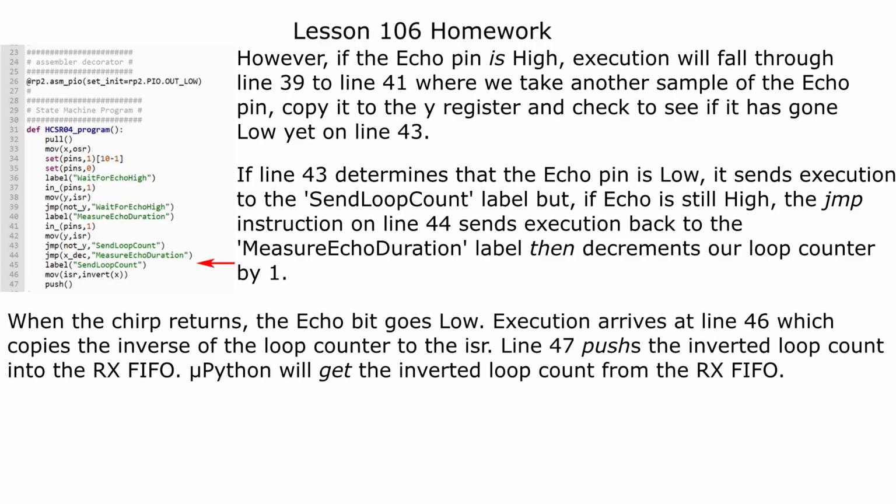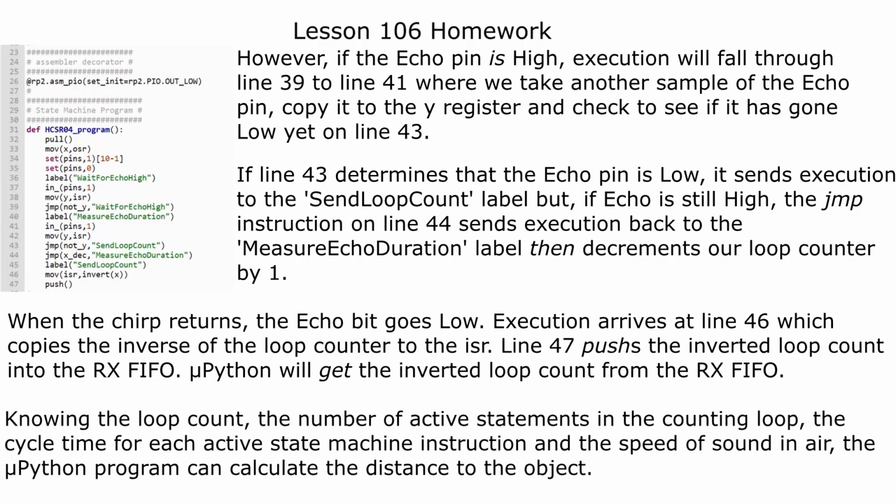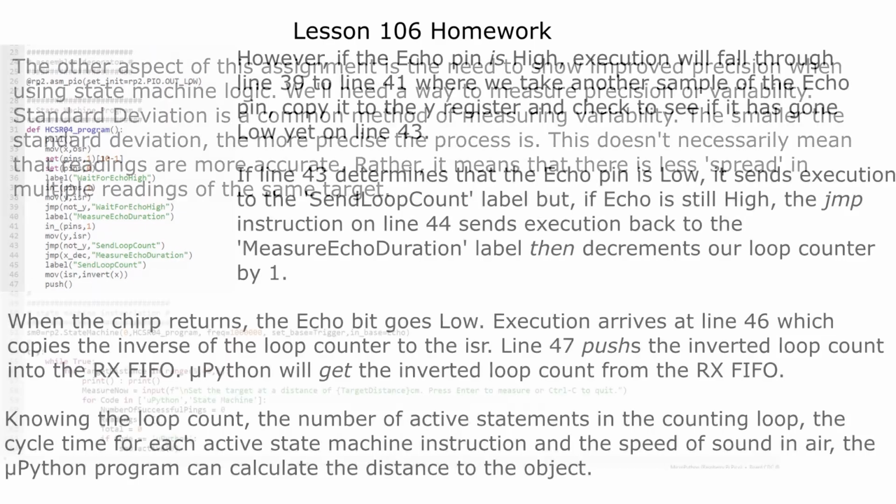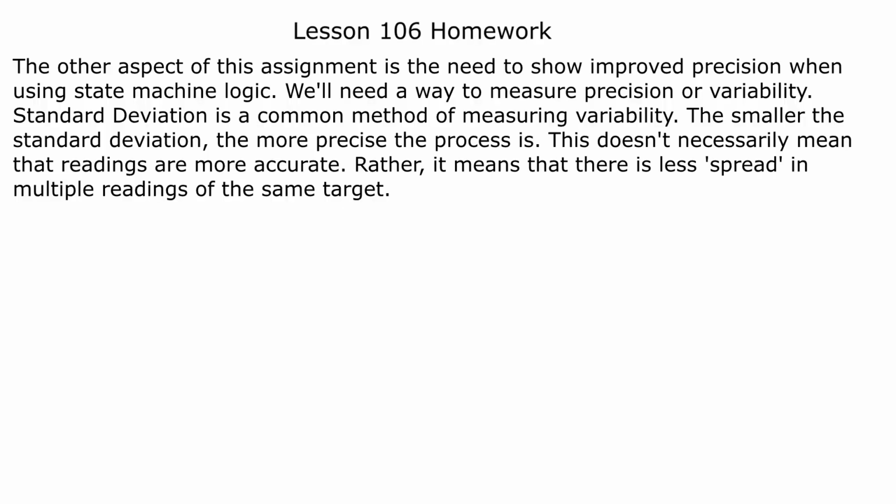When the chirp returns, the echo bit goes low. Execution arrives at line 46, which copies the inverse of the loop counter to the ISR. Line 47 pushes the inverted loop count into the RX FIFO, and µPython will get the inverted loop count from the RX FIFO. Knowing the loop count, the number of active statements in the counting loop, the cycle time for each active state machine instruction, and the speed of sound in air, the µPython program can calculate the distance to the object. The other aspect of this assignment is the need to show improved precision when using state machine logic.